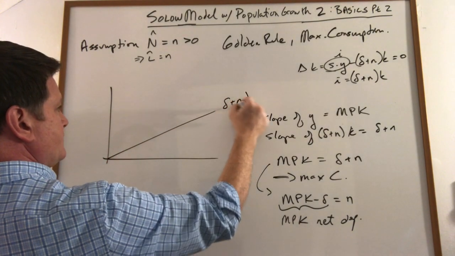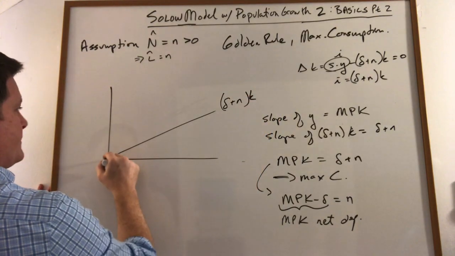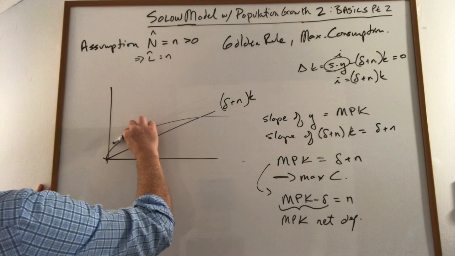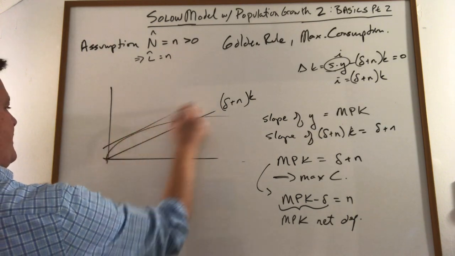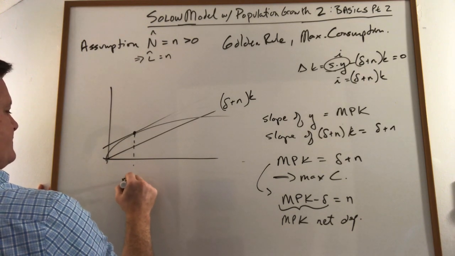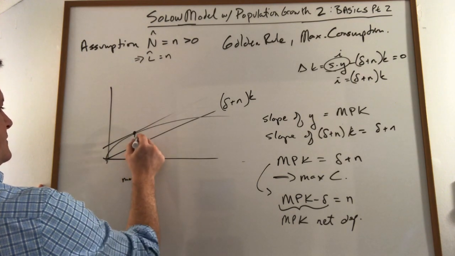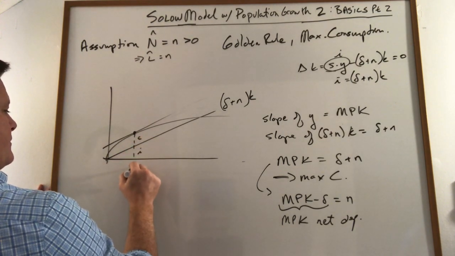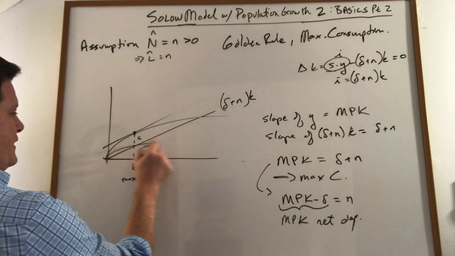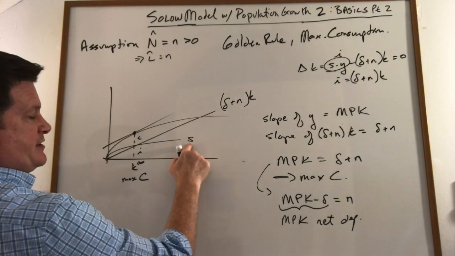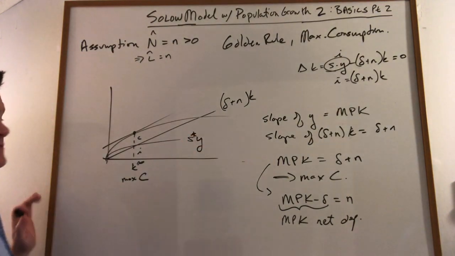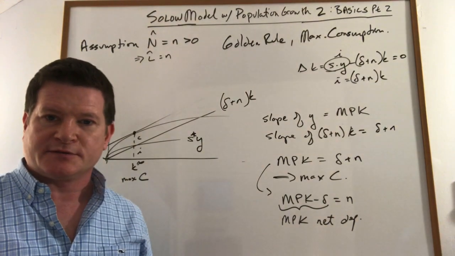Delta plus N times K, where this is parallel and tangent to that line, gives me my max consumption steady state. Right where that happens tells me the special savings rate that allows me to get the maximum consumption.